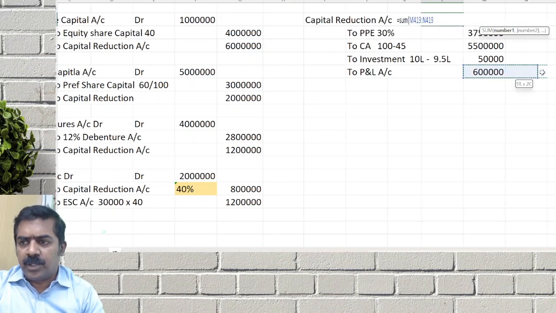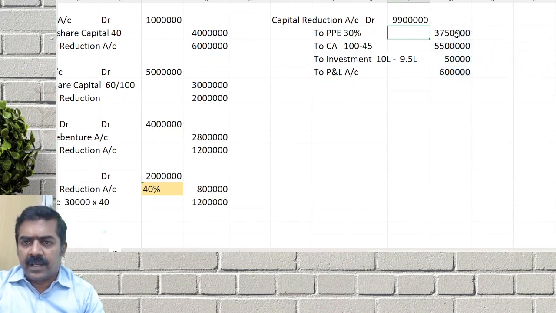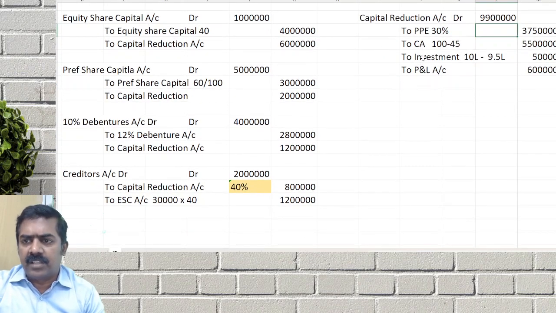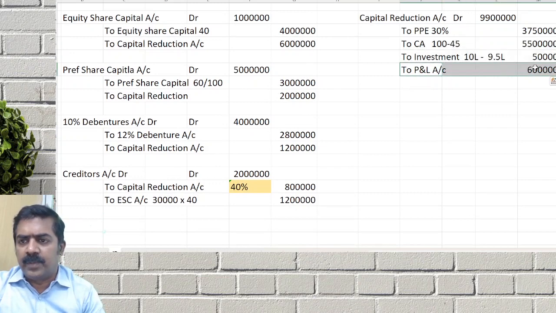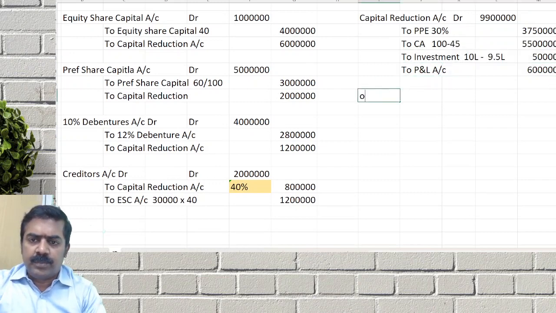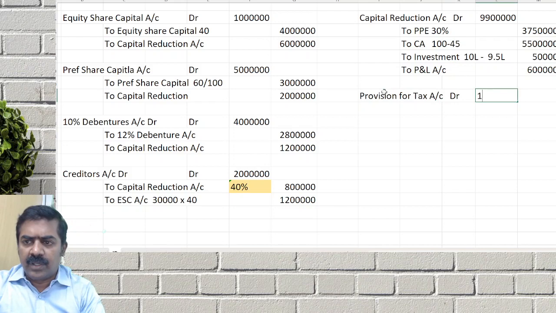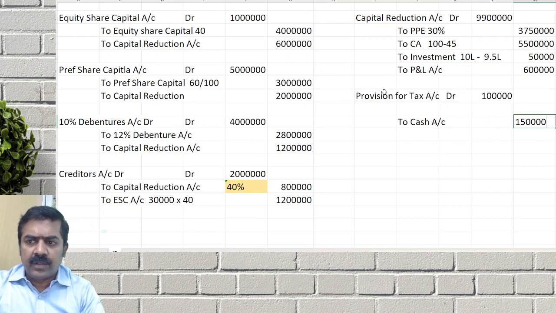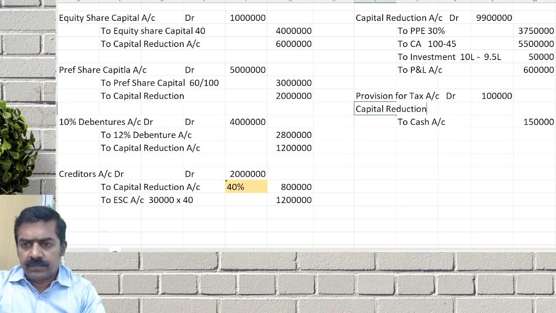So plant property equipment reduced by 30%. Current assets 55 lakhs. Then investments to market value, P&L account to be written off கொடுத்திருக்காங்க. Provision for tax எவ்வளவு இருக்கு பாருங்க. We've got only 1 lakh, but we have to pay cash. How much we have to pay? 1,50,000 we need to pay. Excess will be adjusted with capital reduction account, 50,000.